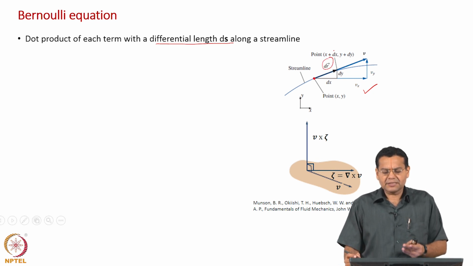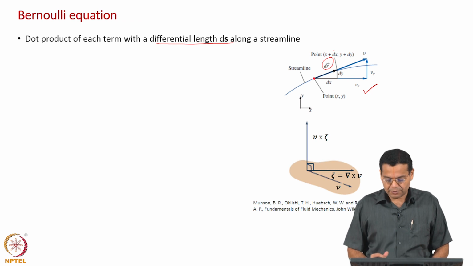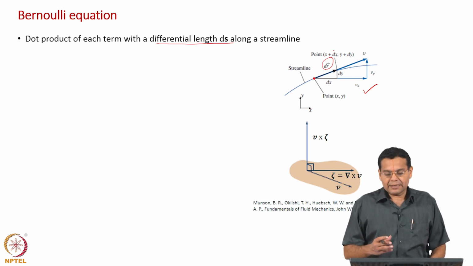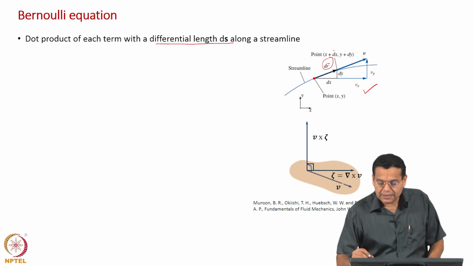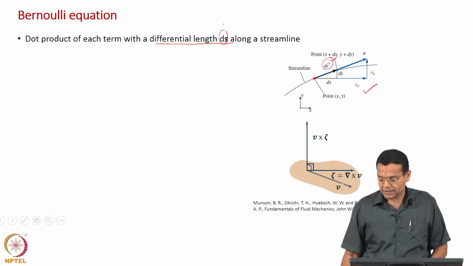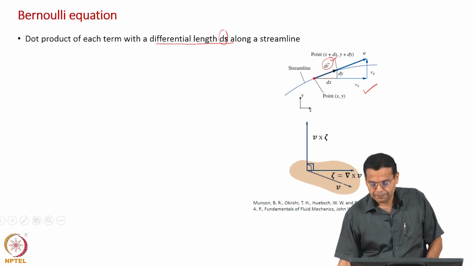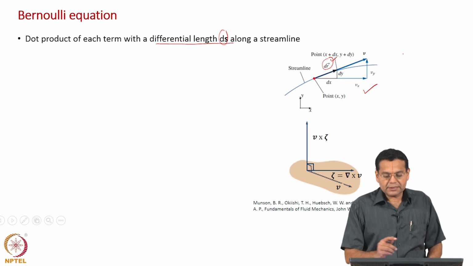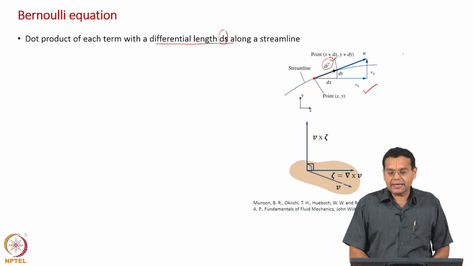Now, we are using the ds vector because I am following the derivation from the book by Munson, and s can also mean the s vector along this streamline. This dr vector and this ds vector both have the same physical significance, only the nomenclature is different. Because it is a differential length, it is tangent to the streamline. So, the velocity vector is along the ds vector.